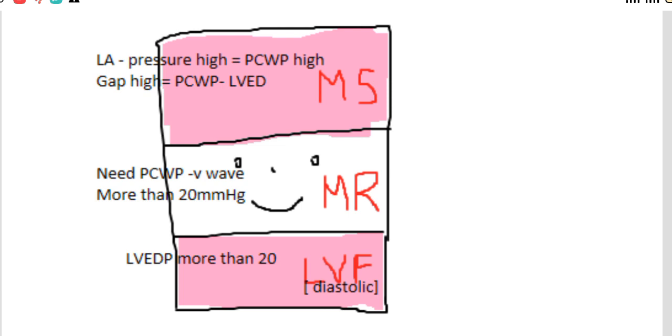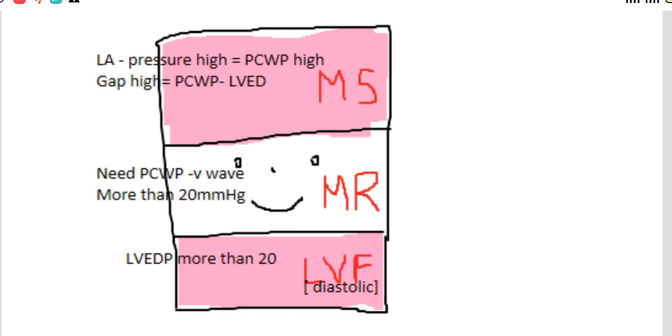And the second thing is left atrial pressure minus left ventricular end-diastolic pressure. That is the gradient between the left atrium and the left ventricle. That will be high. And sometimes when they are not giving the left atrial pressure, we have to take the PCWP instead. Okay, that is for mitral stenosis.